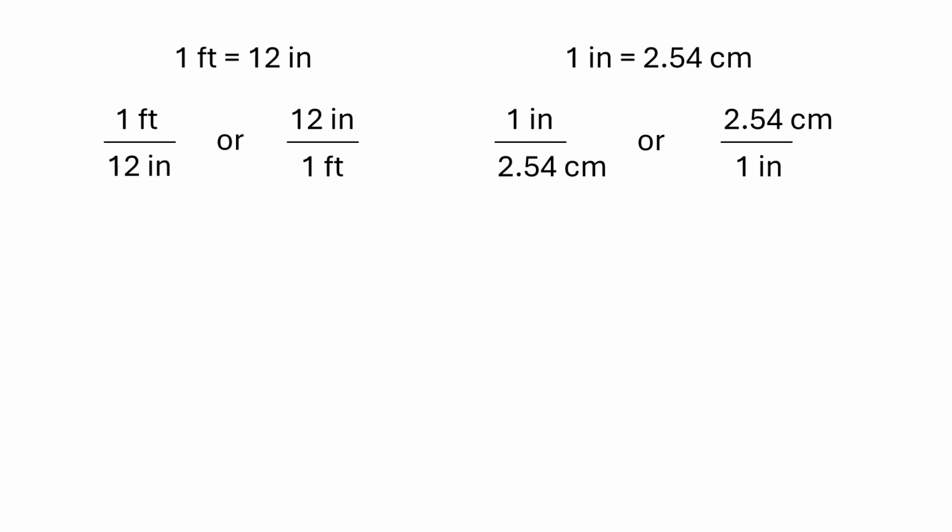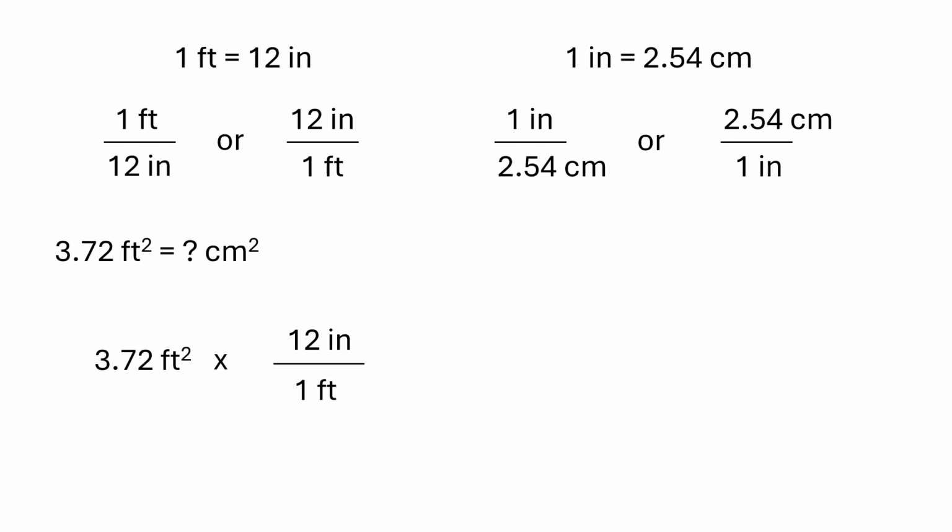Now, let's say you are asked to convert 3.72 square feet to square centimeters. To do this calculation, you have to write the given number, 3.72 square feet, and multiply this with the conversion factor with feet at the denominator side. So, times 12 inches over 1 foot. But here, the units won't cancel out since you have square feet on the given number and foot on the conversion factor. So, you have to square the entire conversion factor so the units will match.